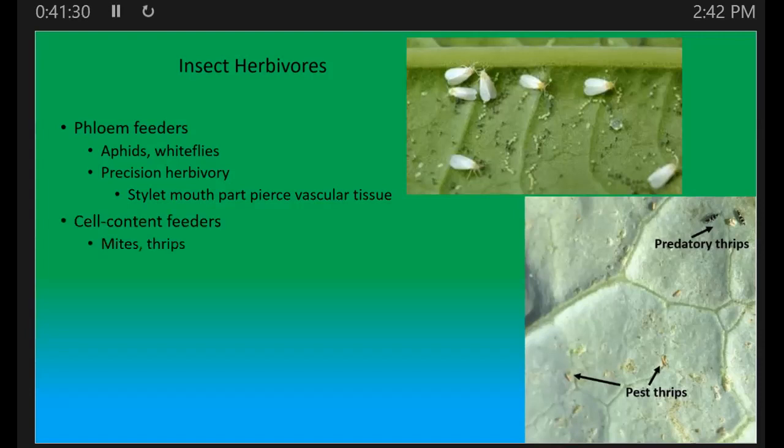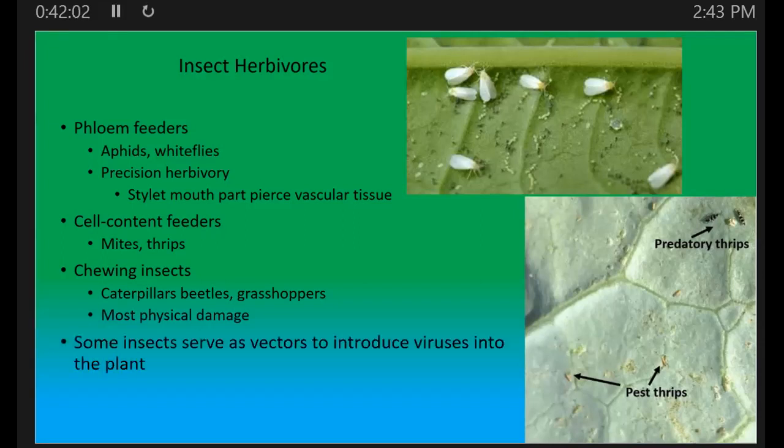Then you have the cell content feeders like mites and thrips that like to break open the cells of the leaf. They'll start releasing enzymes and toxins to break open the cells, and they can suck away the nutrients. And then there's the chewing insects, which just come along and chow down on the leaf. So the whole leaf goes down the throat, so to speak. Those are the caterpillars, the beetles, the grasshoppers. They cause a lot of damage because they can really chew down leaves.